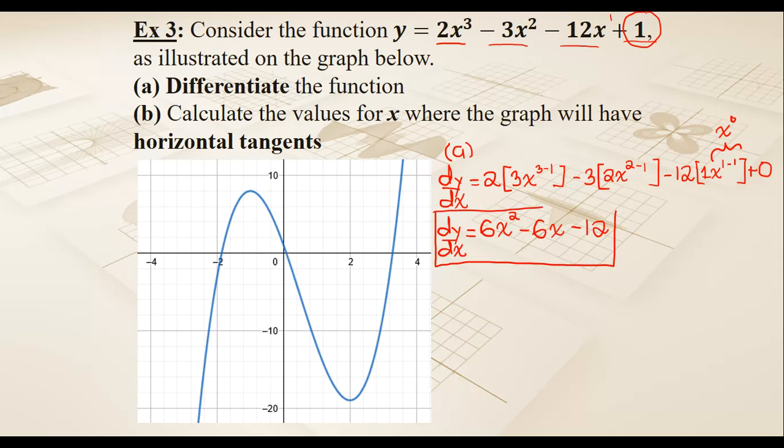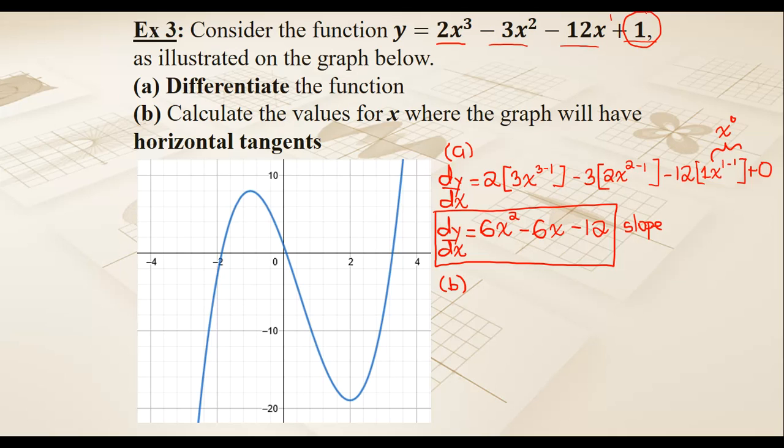6x squared minus 6x minus 12. And again, what does a derivative tell me? It's an equation I can use to calculate the slope of tangent lines at any point on the graph. Okay, now let's try to utilize this. So B says calculate the values of x where the graph will have horizontal tangents.